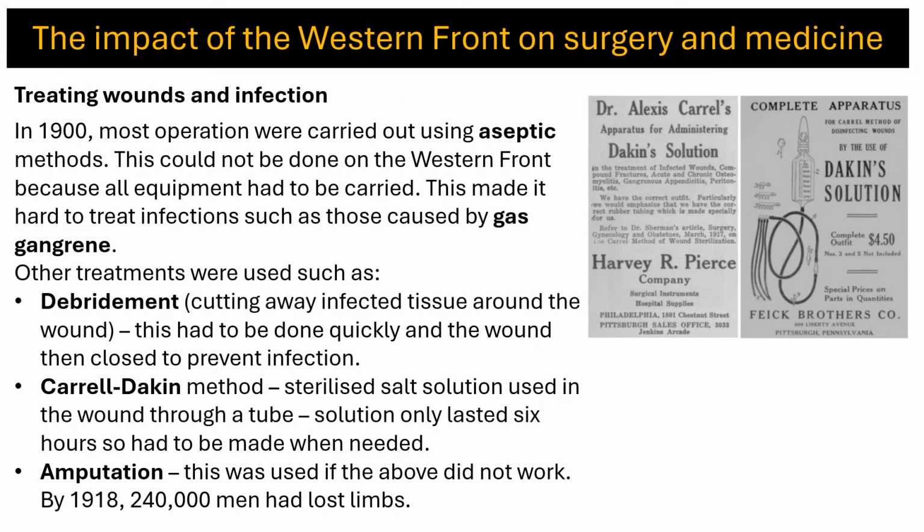Okay, so in terms of treating wounds and infection, in 1900 most operations were carried out using what was called aseptic methods. That was the idea of keeping the whole operating theatre clean. But this could not be done on the Western Front because all equipment had to be carried. This made it hard to treat infections such as those caused by gas gangrene. Other treatments were used, such as debridement, which means cutting away infected tissue around the wound.